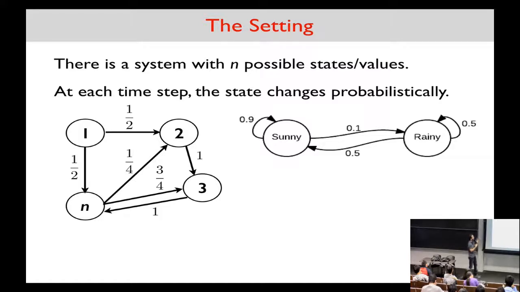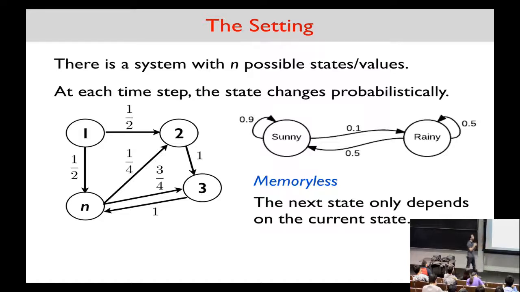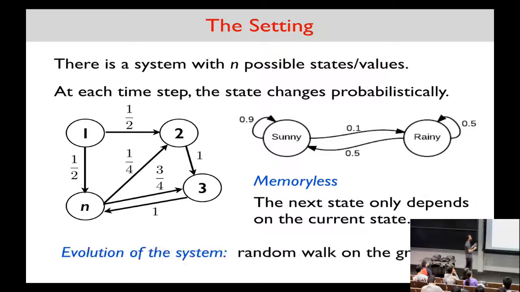So this is, let's say, one Markov chain. Here is another one that we saw, the sunny and rainy Markov chain. Note that it has the memoryless property that we discussed. The next state only depends on the current state and does not depend on how you got to that current state. And as for the evolution of the system, you can start at some certain state and ask, how does the system evolve? It's basically a random walk on this directed graph.